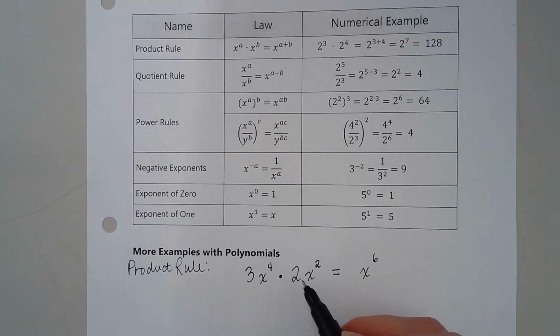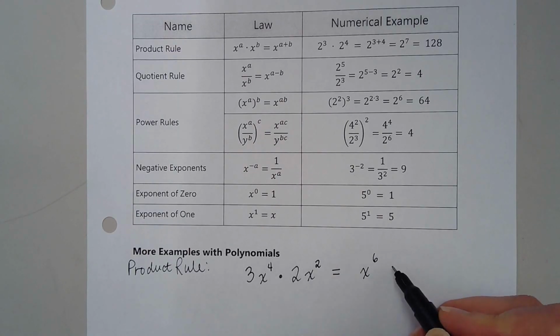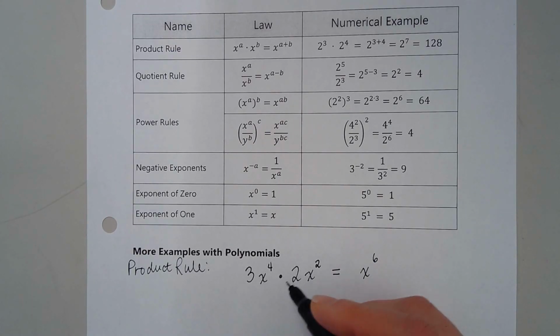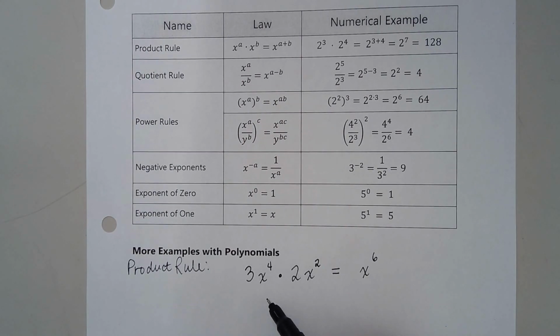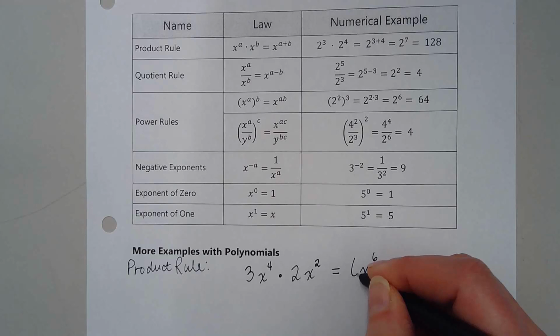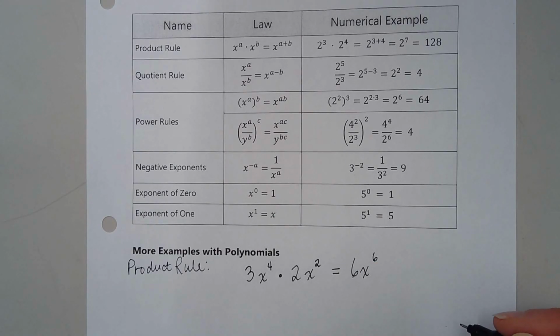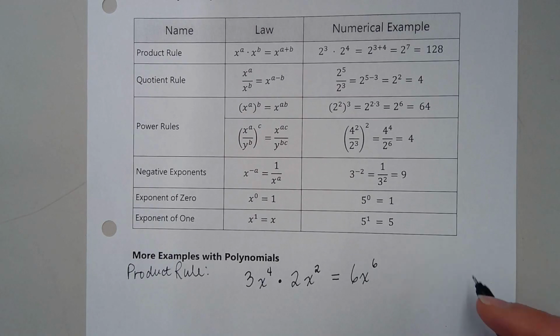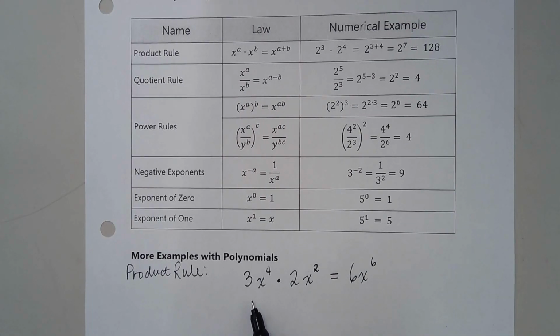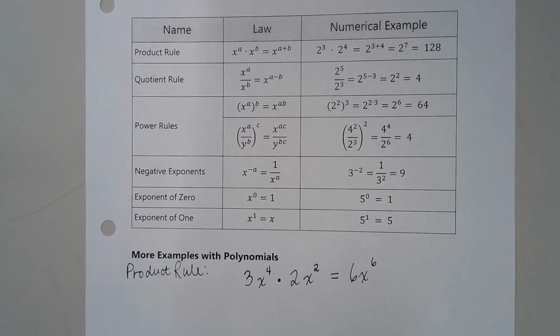x to the power 4 times x to the power 2, I add the exponents, I get 6. And 3 times 2, when you're multiplying, the coefficients multiply together just like numbers normally do. 3 times 2 is 6. So the answer would be 6x to the power 6. Okay, are we okay with that? Stop me if you're not. But when you have coefficients, those numbers attached to the letters, they multiply or divide just like normal. You only have to worry about those variables, right?